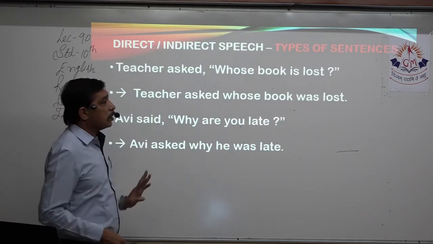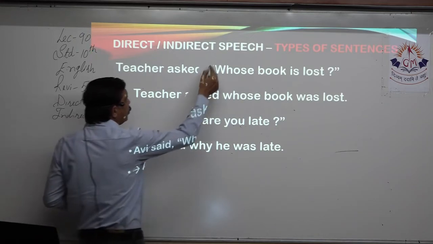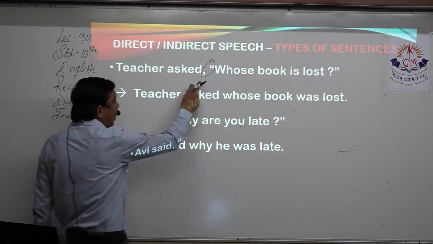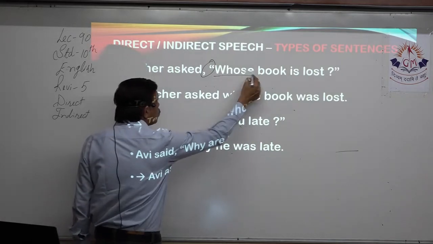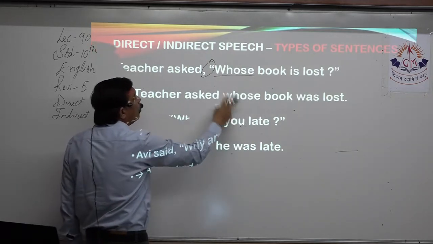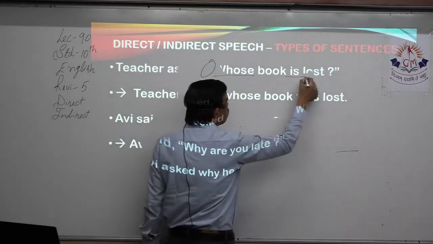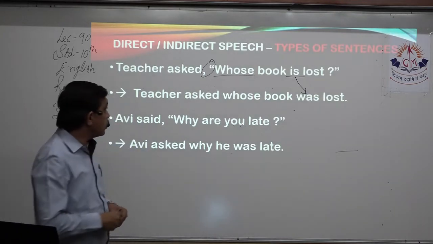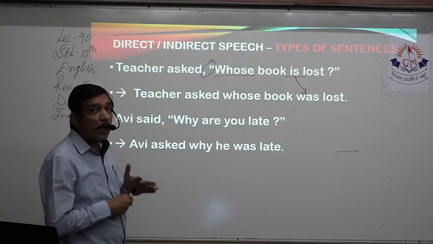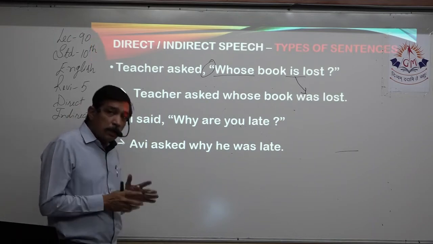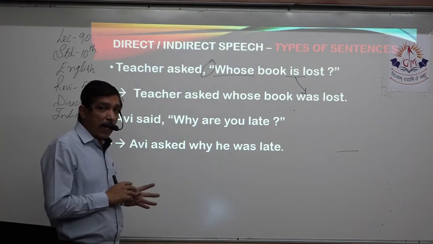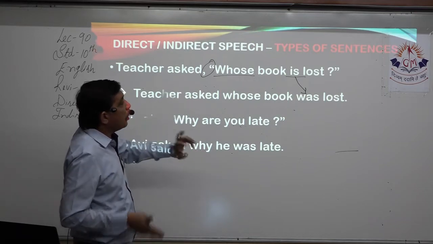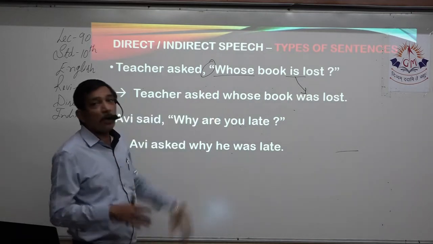Teacher said, "Whose book is lost?" Now what we did is we removed the comma and inverted commas and inserted "that," right? So instead of "that," we'll use the same WH word. Teacher asked whose book is becomes "was." We do not forget to change the tense, right? Only thing is when it is a question, interrogative, we have to continue with the WH word and not write "that." Otherwise, whatever changes are happening to the tense, we have to do that change. Teacher asked whose book is lost. Teacher asked whose book was lost.